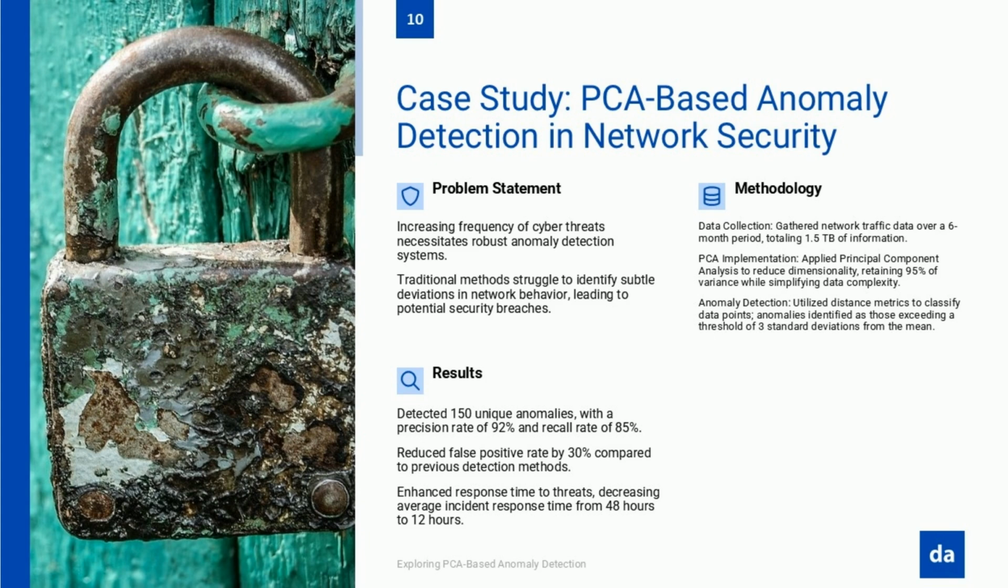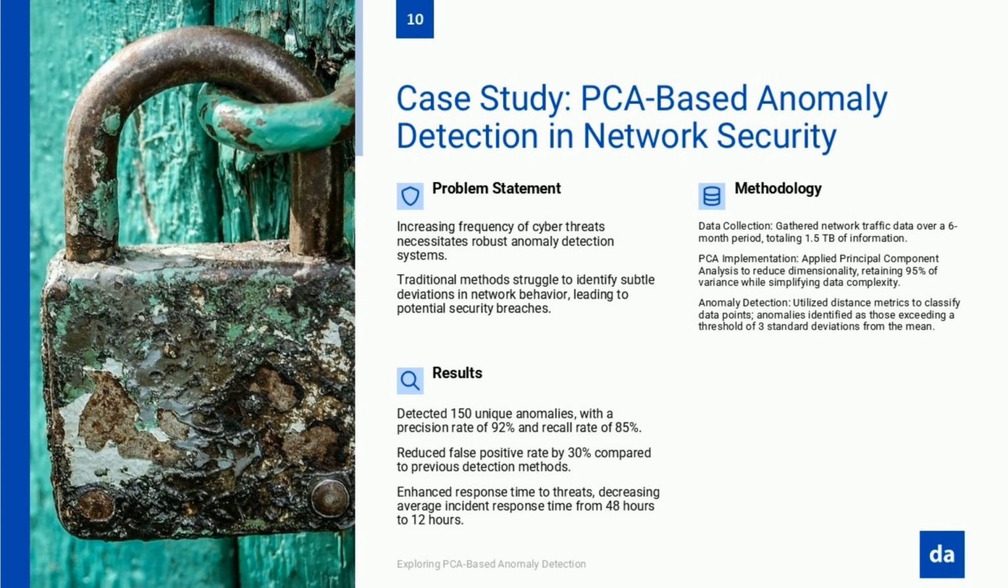After pre-processing and standardizing the data, PCA was applied to identify principal components that captured 95% of the variance in normal network behavior. The next step was to measure anomaly scores based on reconstruction errors, a technique that flags data points that deviate significantly from the expected structure. Using this approach, 150 unique anomalies were detected, including suspicious data transfers, unauthorized remote logins, and potential malware activity.